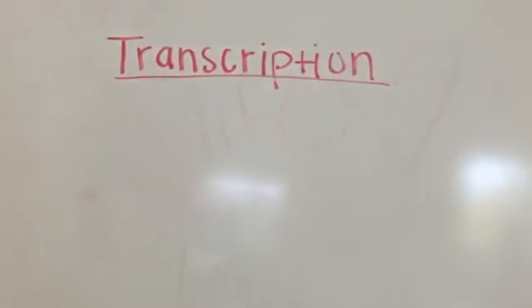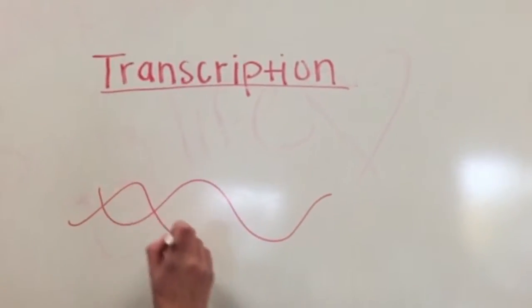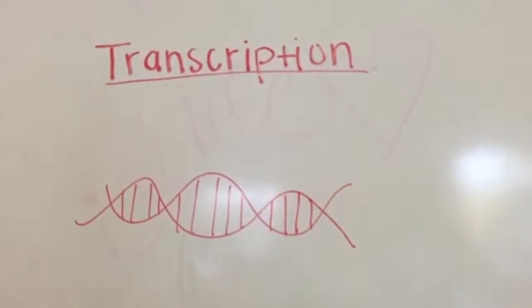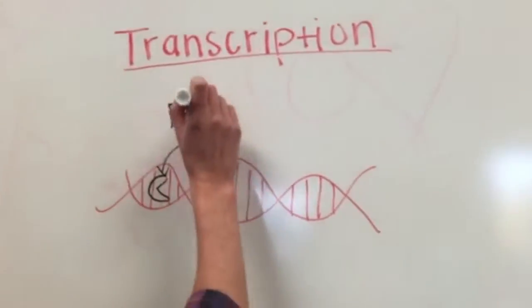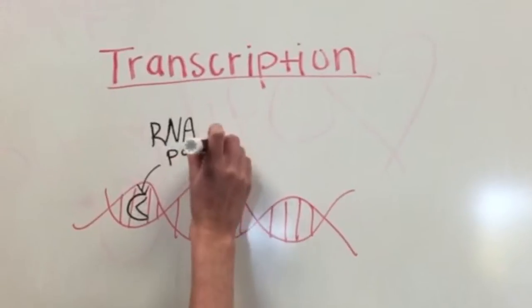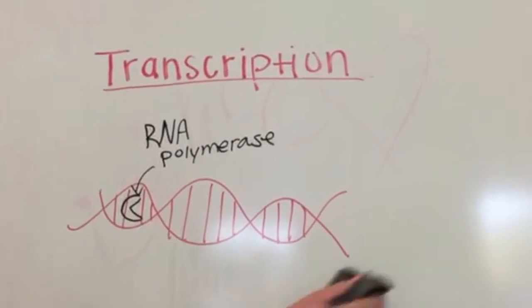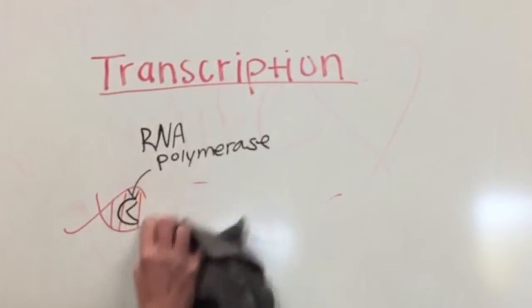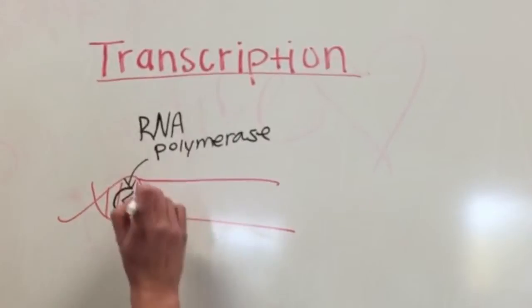Next, we are going to look at transcription. Transcription is changing DNA to mRNA. The first step to transcription deals with an enzyme called the RNA polymerase. This enzyme aids in the process of transcription by unwinding the part of the DNA that is going to code for the particular protein that we are making.